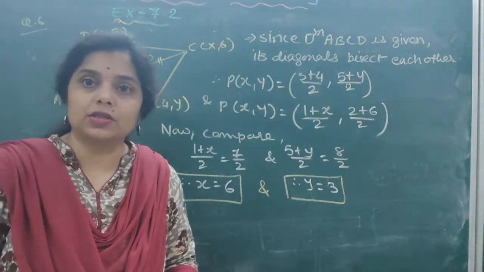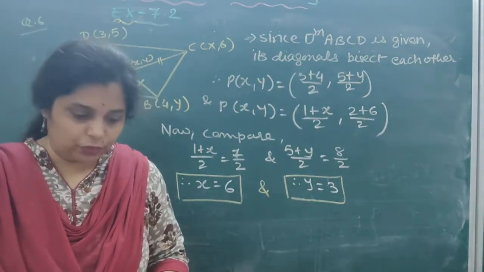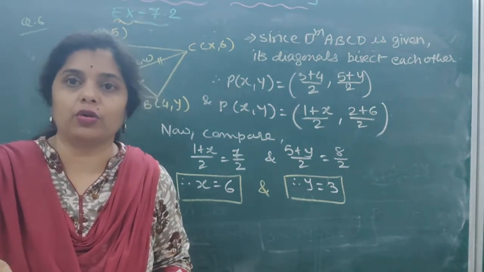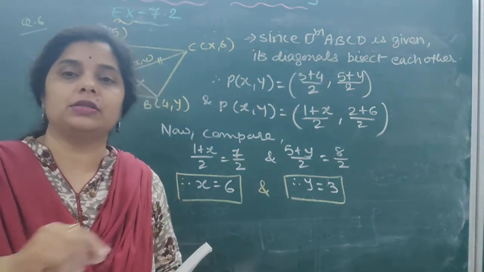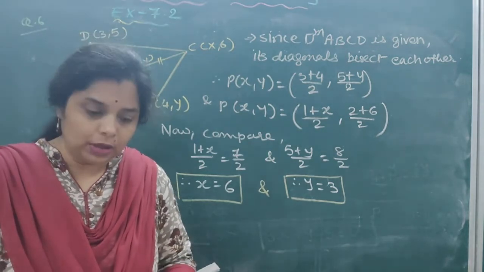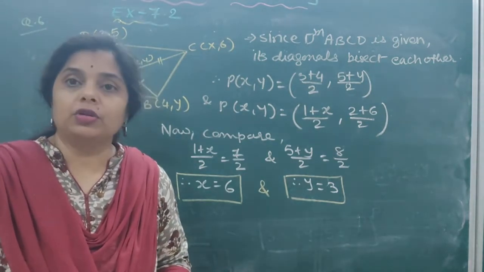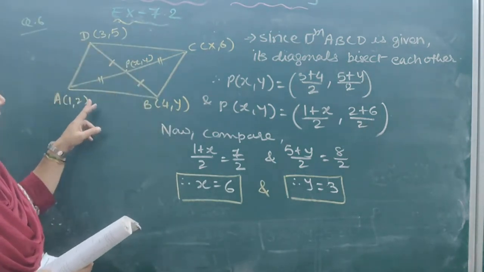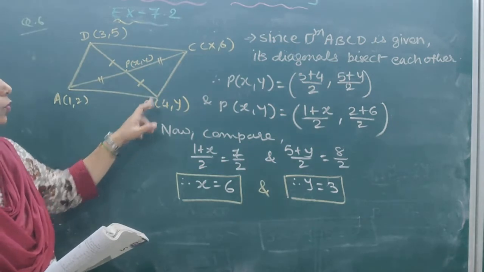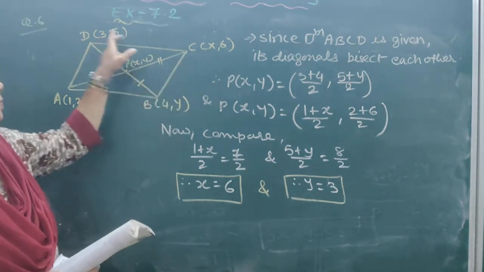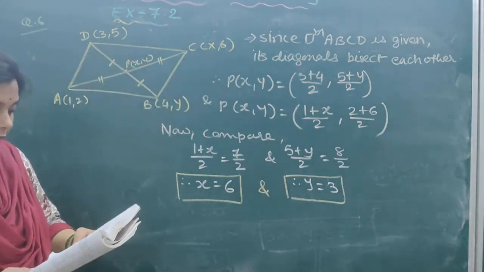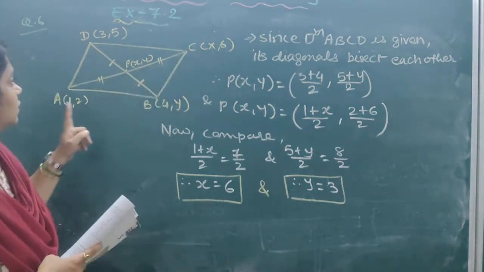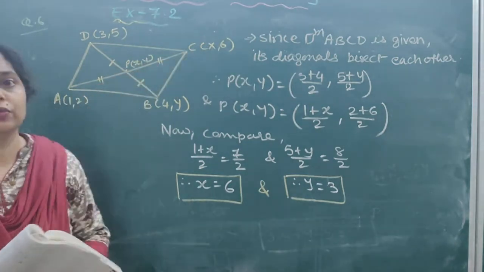Now the next, sixth question. If (1, 2), (4, y), (x, 6) and (3, 5) are the vertices of a parallelogram, it is already mentioned that these four points are the vertices of a parallelogram, find the values of x and y. Here I draw a parallelogram having (1, 2) as point A, B (4, y), C (x, 6), D (3, 5). Here it is y, here it is x, so these two values we have to find out.